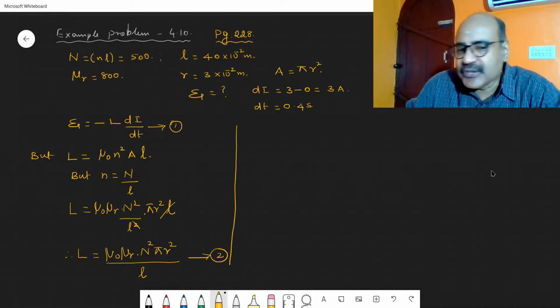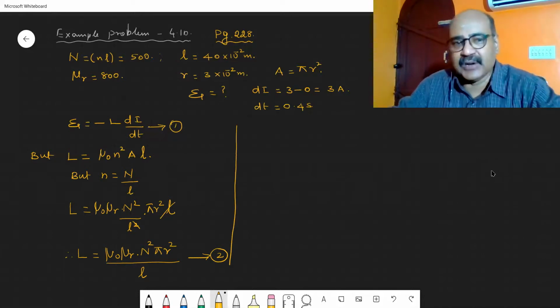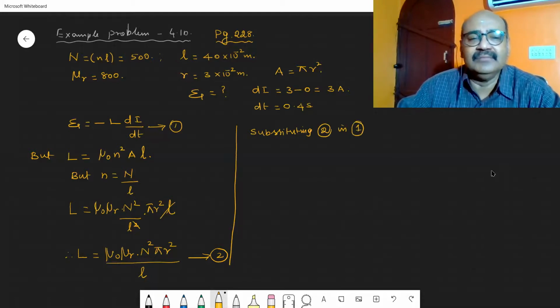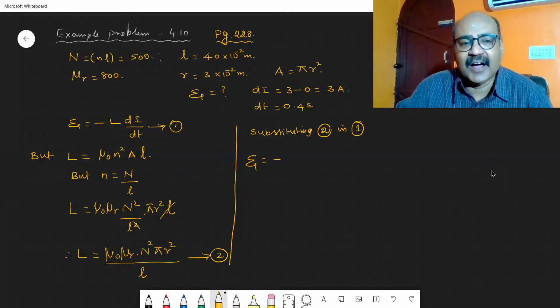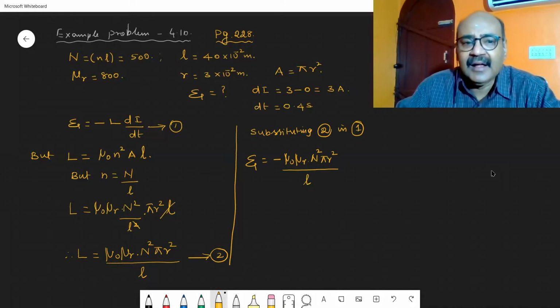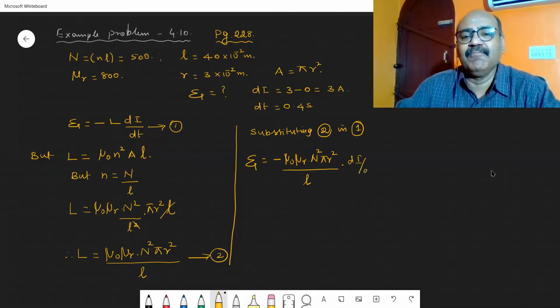Now substitute the value of equation 2 in equation 1. We are in need of the EMF. So EMF E is equal to minus, instead of L, we got the formula mu 0 into mu r into N square into pi r square divided by the length L, into di divided by dt.